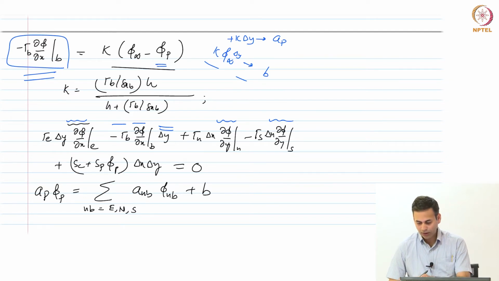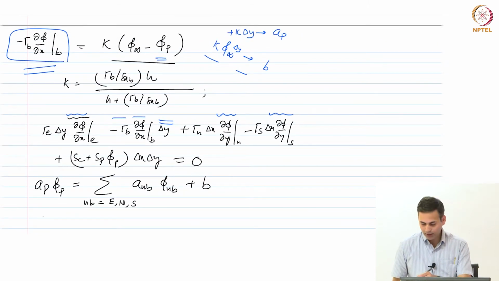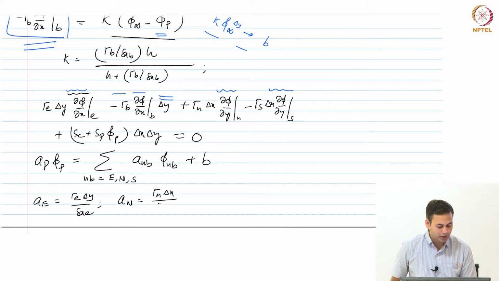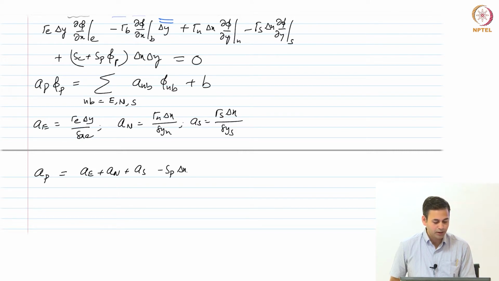Now, can you tell me what would be the coefficients that we have? So, what is A east? A east is the same as before, nothing has changed. So, this is gamma east delta y upon del x e. A north is gamma north delta x by delta y north. A south is gamma south delta x by delta y south. What we have is A p. What would be A p? A p is A east plus A north plus A south minus SP delta x delta y.